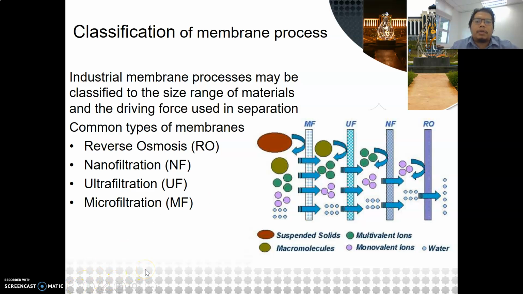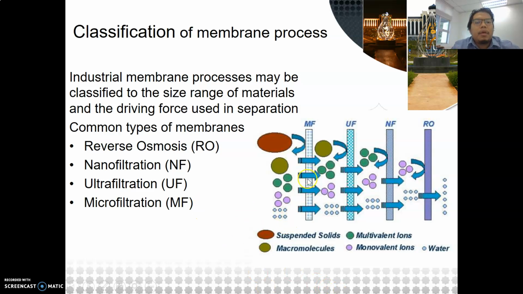So for the classification of membrane, we can classify the industrial membrane into four types of membrane, which are reverse osmosis, nanofiltration, ultrafiltration, and microfiltration. So what is the difference between all of these? The difference between all of these membranes is only one, which is the pore size of each membrane.